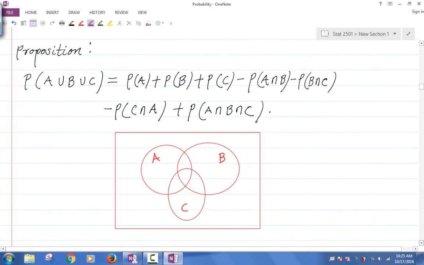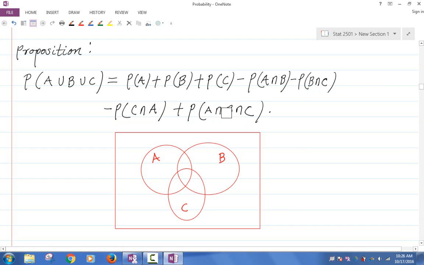Okay, here's a generalization of the previous result. This one says that the probability of A union B union C is the same as the probability of A plus the probability of B plus the probability of C, minus the probability of A intersect B, minus the probability of B intersect C, minus the probability of C intersect A, plus the probability of A intersect B intersect C. In other words, the probability of A union B union C is the same as the following.